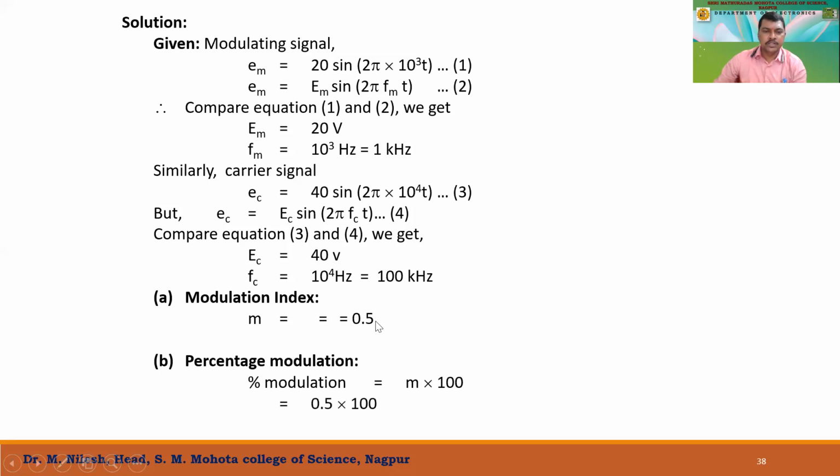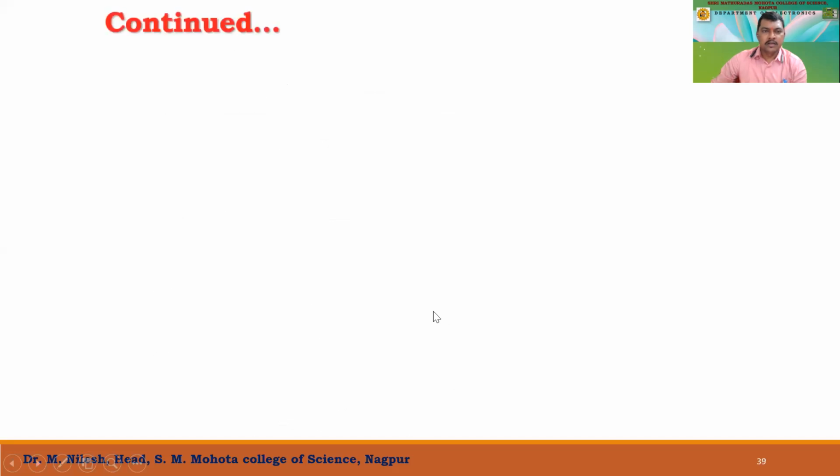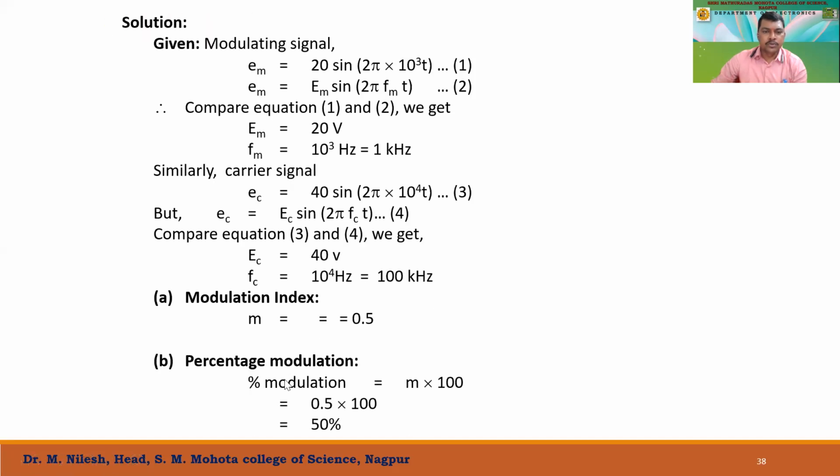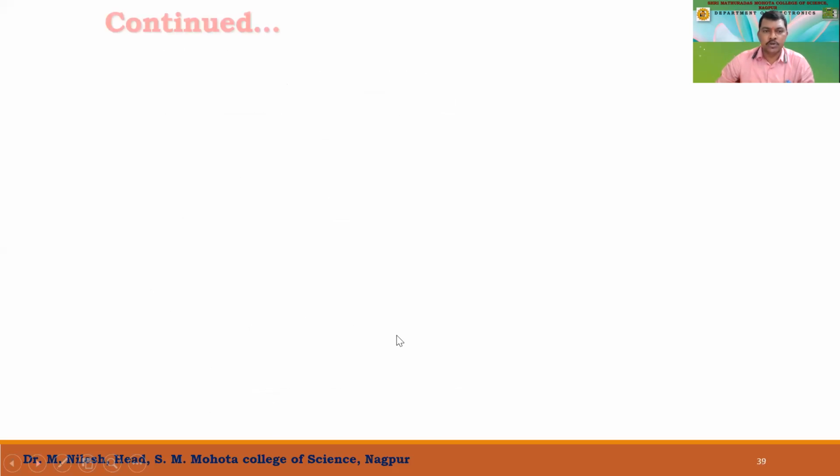I guess the equation is missing over here. It might come at the end. Okay, so this is how we can calculate the percentage modulation by just multiplying it by 100. You'll get 50%. Here we will have Em by Ec, 20 by 40 will give you 0.5. So this equation is missing over here. So we have calculated first the modulation index, then the percentage modulation.